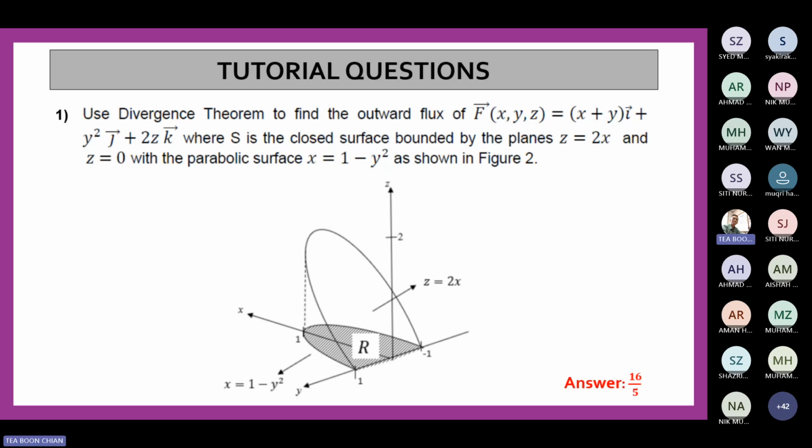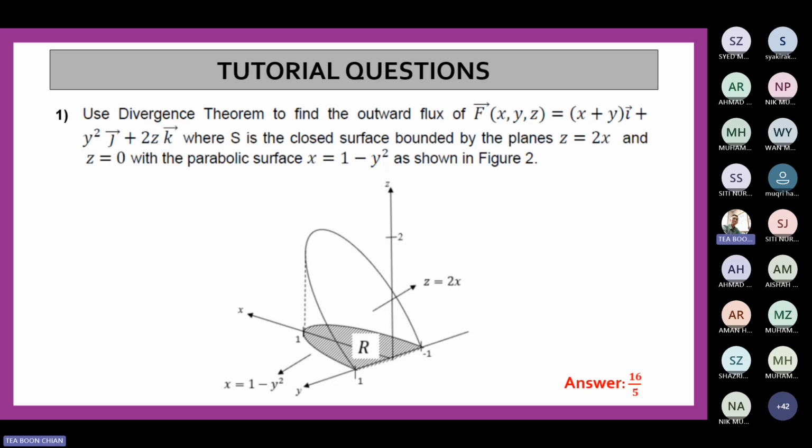Now, the question will always be asked in a similar manner. Use the divergence theorem to find the outward flux for the vector F = (x + y) i + y² j + 2z k, where S is the closed surface bounded by the planes z = 2x and z = 0 with the parabolic surface x = 1 - y², as shown in figure 2.